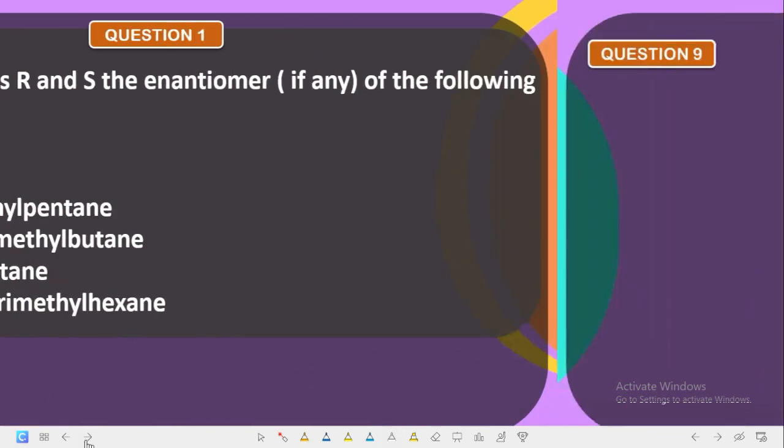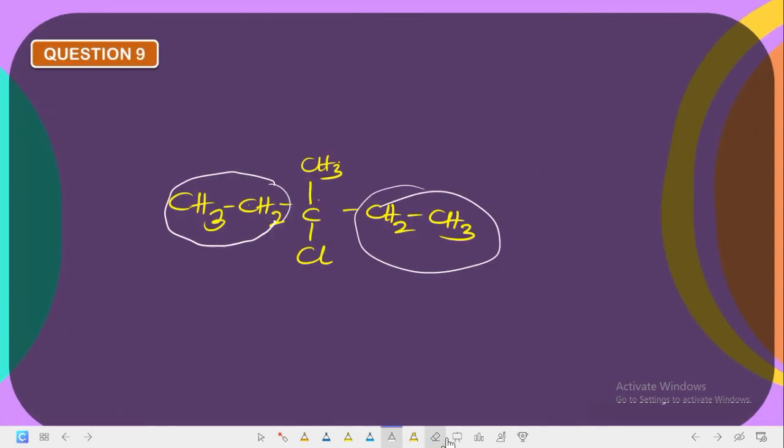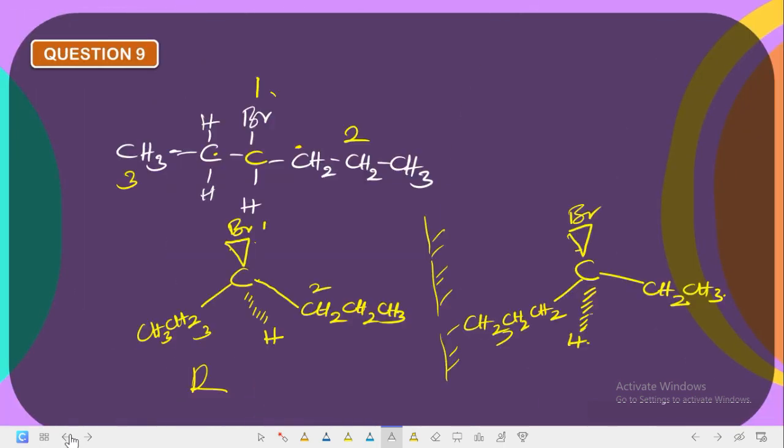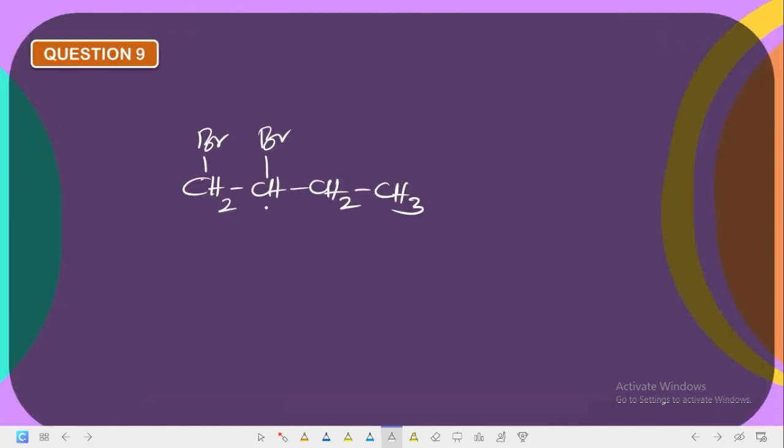1,2-dibromo-2-methyl butane. Let's draw the structure of 1,2-dibromo-2-methylbutane. 1,2-dibromo. We have 1, 2, 3, and this is 4, butane, right? So it means that we have bromine at position number 1, and at position number 2, we also have another bromine. So remove one hydrogen from here. Sorry, this is supposed to be bromine. Then 1,2-dibromo-2-methyl. So at position number 2, we have what?